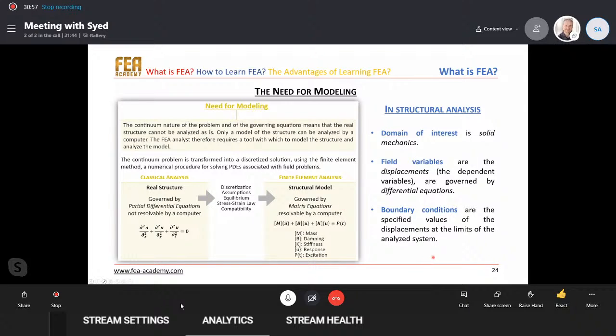So in structural analysis, the domain of interest is solid mechanics. And the field variables are the displacements, the dependent variables. And they are governed by differential equations. And the boundary conditions are the specific values of the displacement at the limits of the analyzed system.